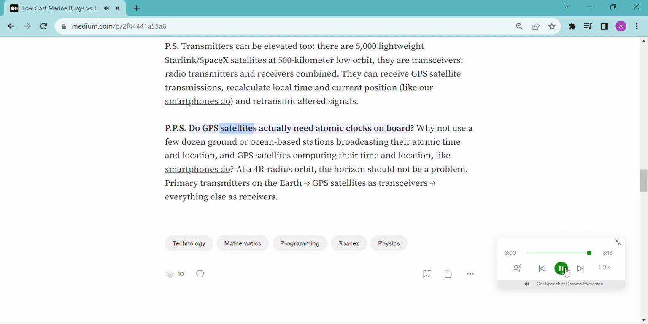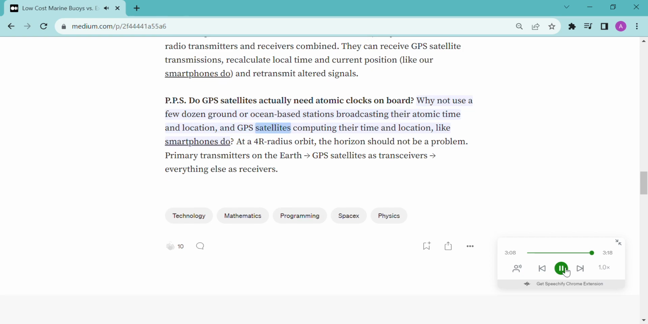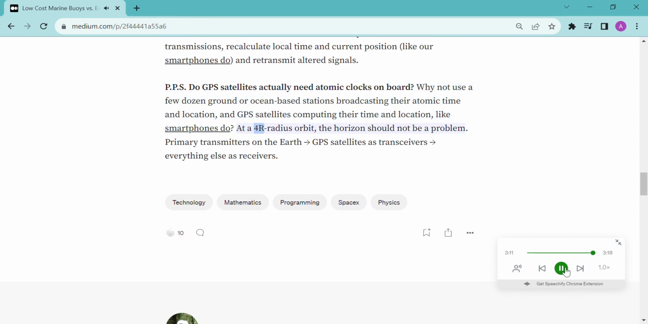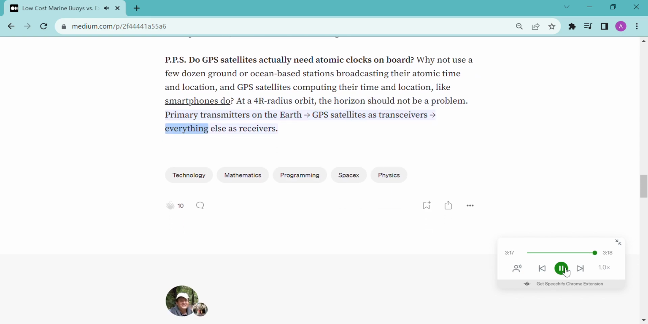PS. Do GPS satellites actually need atomic clocks on board? Why not use a few dozen ground or ocean-based stations broadcasting their atomic time and location, and GPS satellites computing their time and location, like smartphones do? At a 4-radius orbit, the horizon should not be a problem. Primary transmitters on the Earth, GPS satellites as transceivers, everything else as receivers.